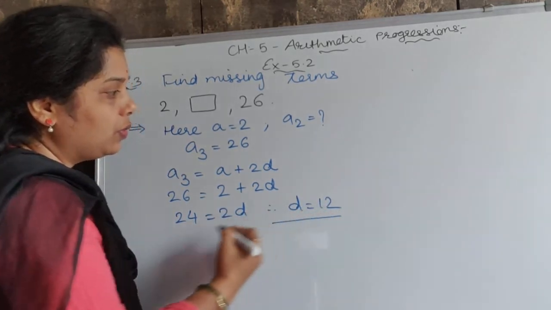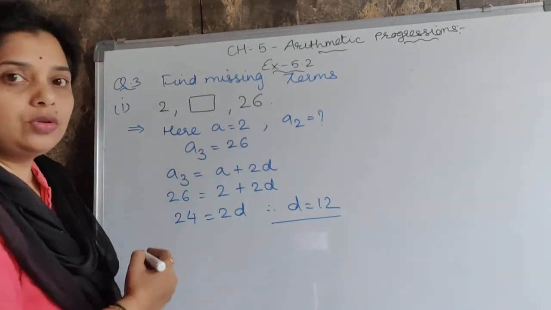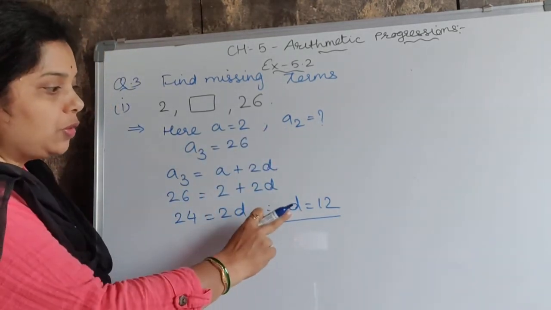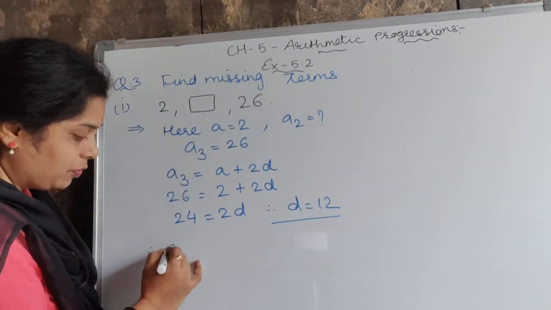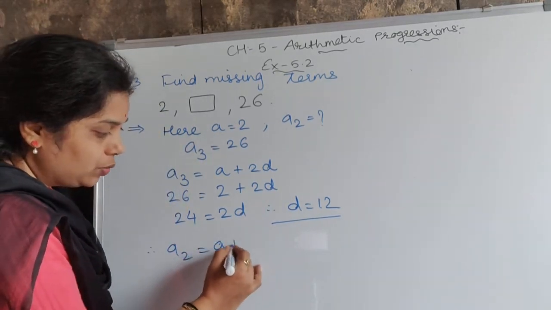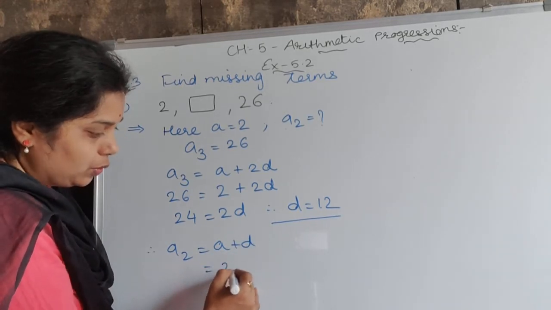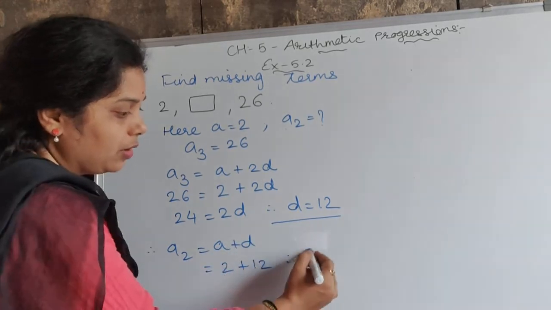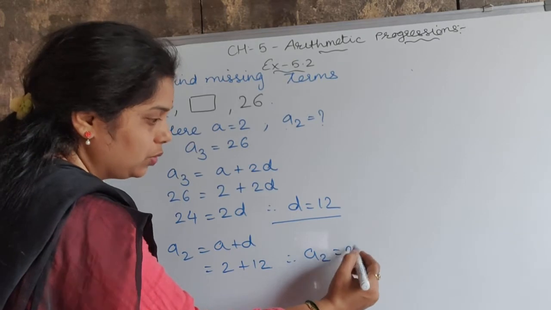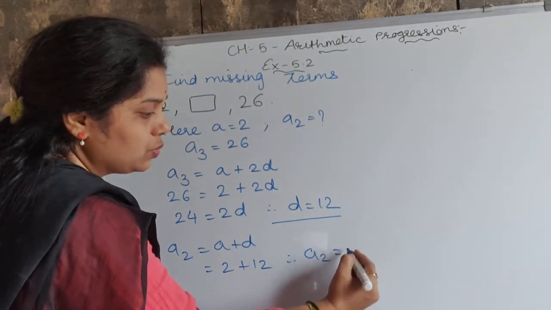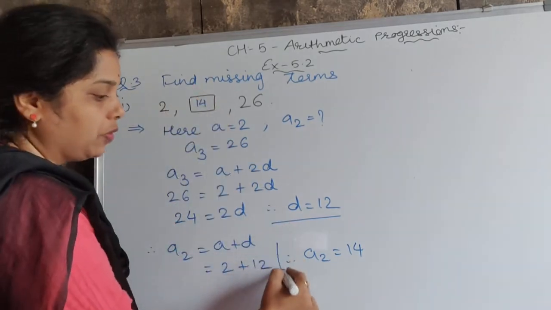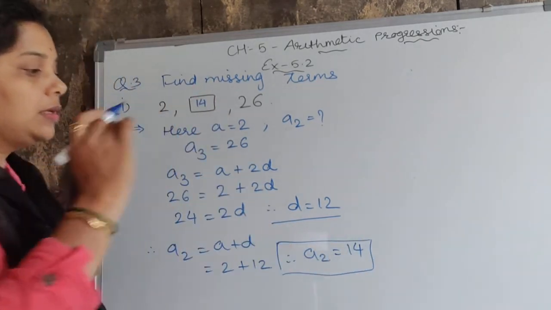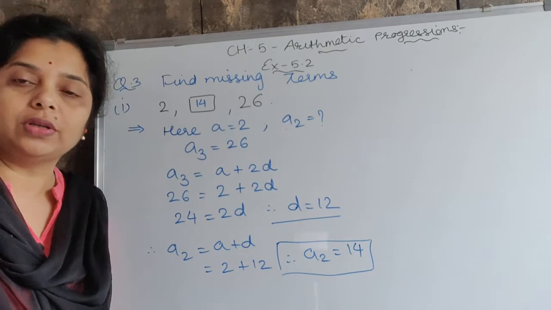If D is equal to 12 and they are asking to find out A2, it means we have to add 12, the common difference. Therefore A2 is equal to A plus D is equal to 2 plus 12, and therefore A2 is equal to 14. So here we can write 14. Like this you can solve the example.